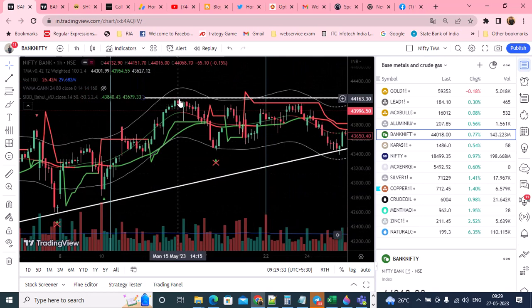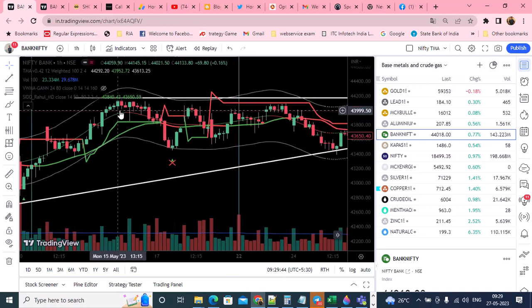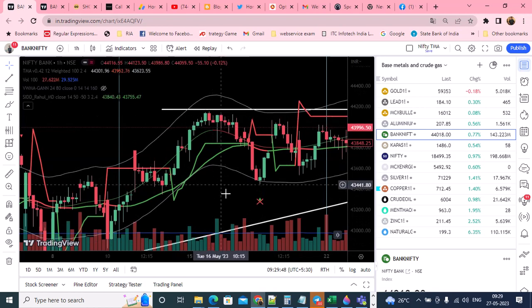Okay, and now here what exactly we are seeing is that we got the bullish harami pattern, so we close this trade whatever we got. Bullish harami pattern is there and bearish harami pattern is also there, so we will close this trade.